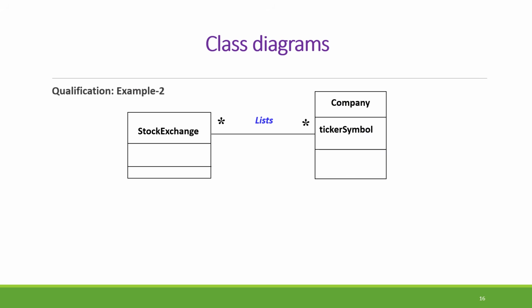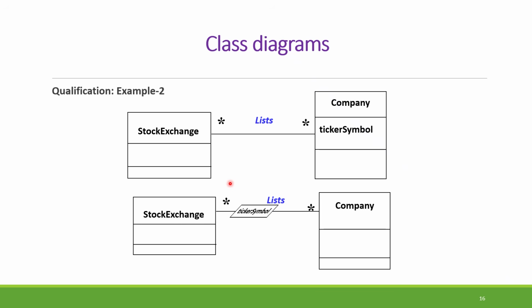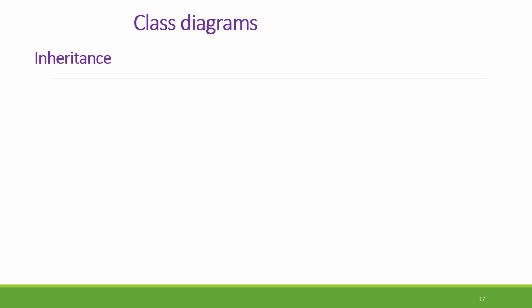The same in a second example: the stock exchange can have a company. The company has many symbols, but which company are you talking about? So we have to use the logo, which we call the ticker symbol. So we are talking about a specific company. That applies the qualification. So qualification is nothing but just reducing the multiplicity.